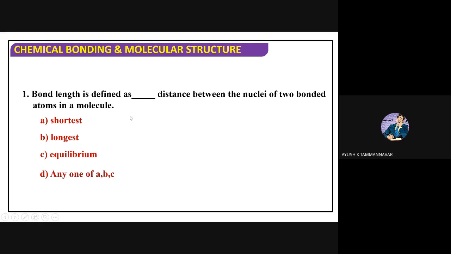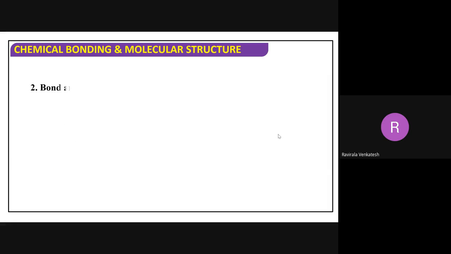Equilibrium distance between the nuclei of bonded atoms. The bond angle in water you observe here? Option D, 104.5.